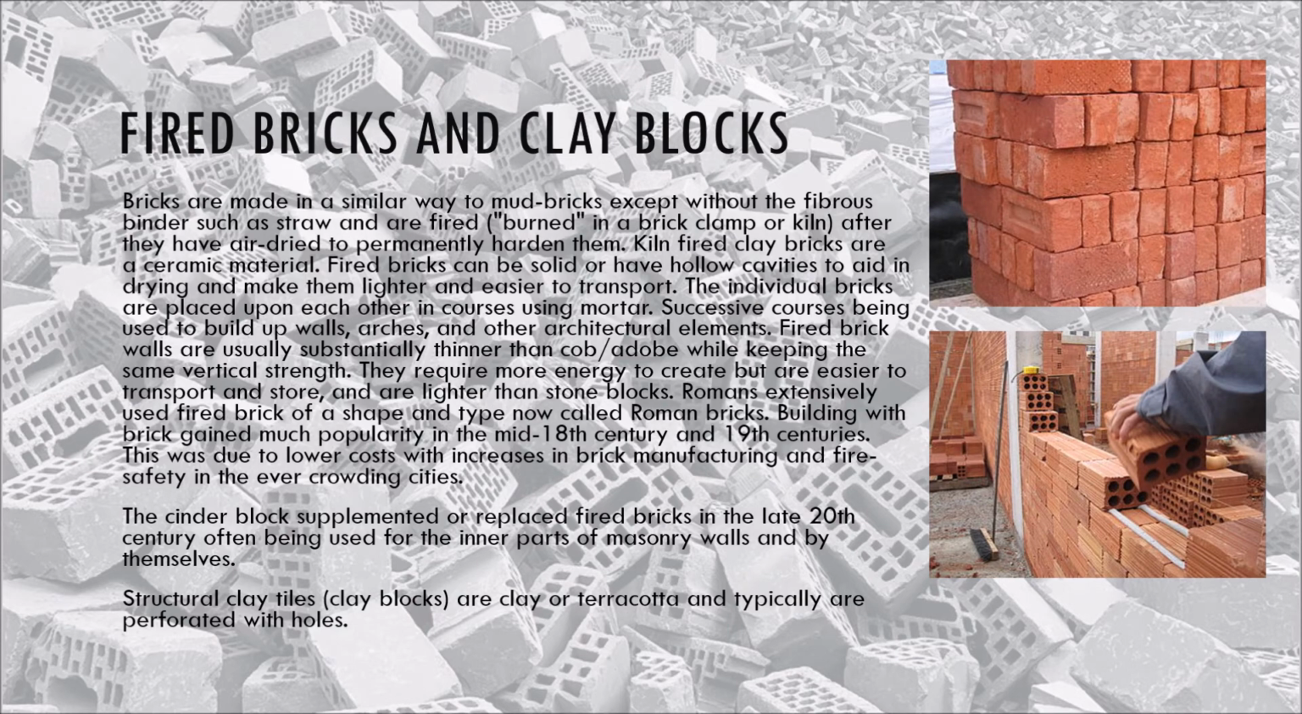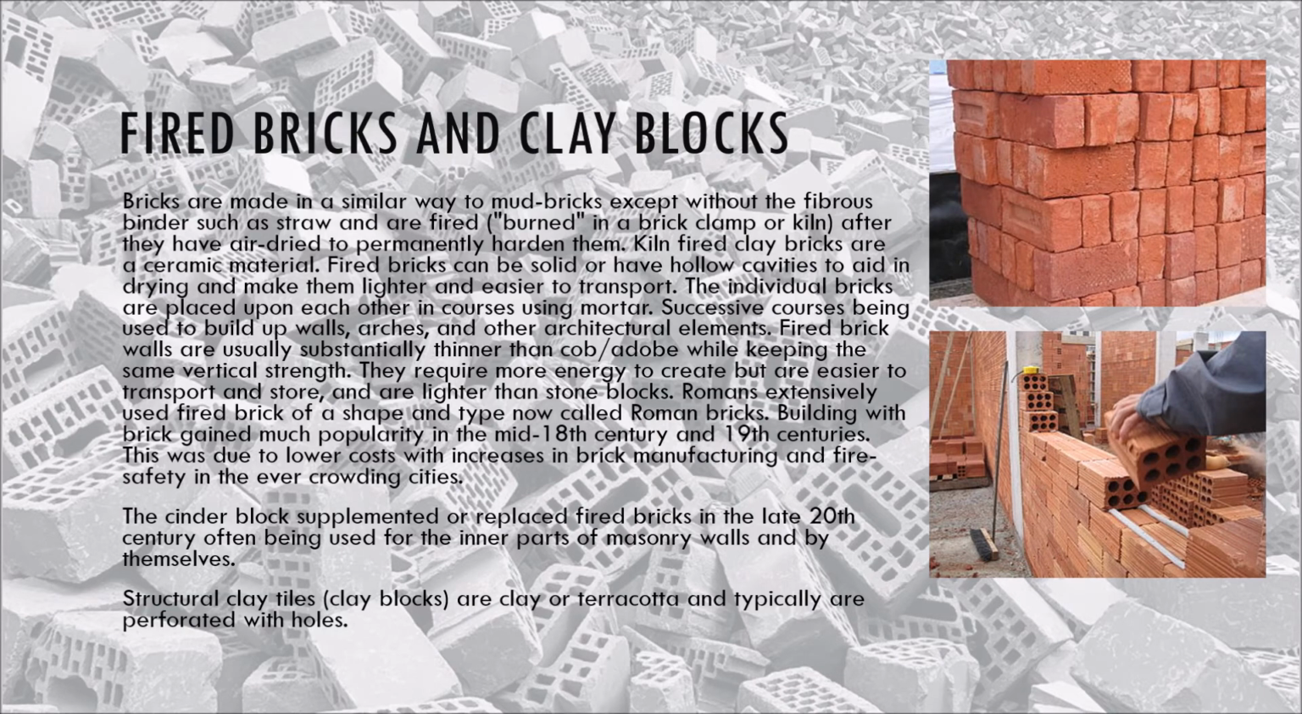The next masonry material is fire bricks and clay blocks. Bricks are made in a similar way to mud bricks, except without a fibrous binder such as straw, and are fired or burned in a brick clamp or kiln. After that they are air dried to permanently harden them. Kiln-fired clay bricks are a ceramic material.